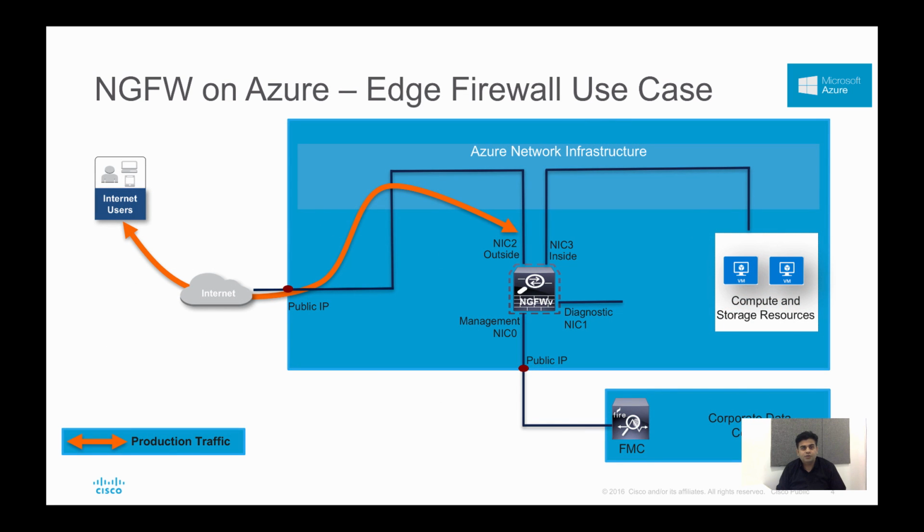So this is the first use case that we have for next generation firewall in Azure. In this use case, we have next generation firewall deployed as an edge device where users from the internet will hit the public IP address on the NIC2 of the device, and they can access internal resources. On the other hand, NIC0 will have another public IP address which is used for management of the device. You can have on-prem FMC, or you can use FMC running in AWS.